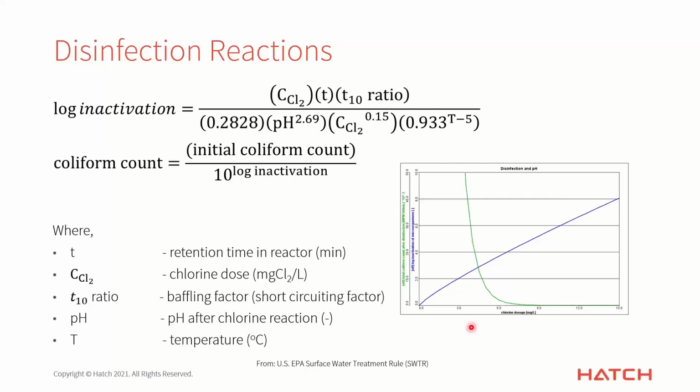You can see the figure I have here. It's just to illustrate how this actually looks in GPS-X. This is taken directly from a GPS-X output. It basically illustrates that as the log inactivation increases in a pretty linear fashion, you can see that the coliform count is decreasing exponentially. And one more thing I should mention is that the initial coliform count here is a user input. So you're going to have to input that into the actual disinfection object. It's not a state variable that is carried along throughout your entire plant.